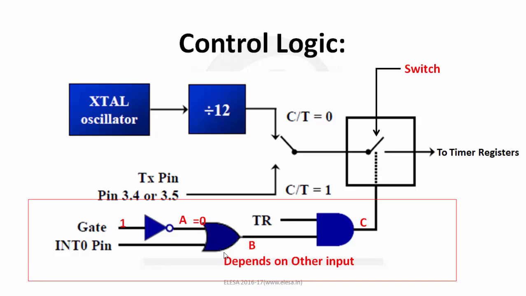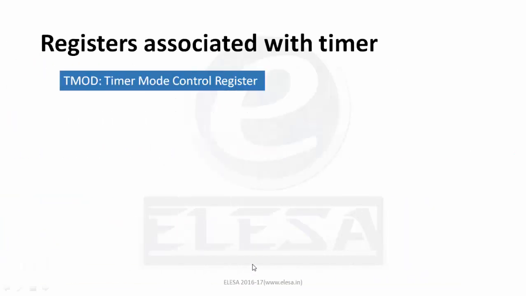That's how the frequency from the XTL oscillator, that is the 12 MHz oscillator, is given to the timer register in the control logic of 8051. Now going further, let's have a look at the registers associated with the timer.